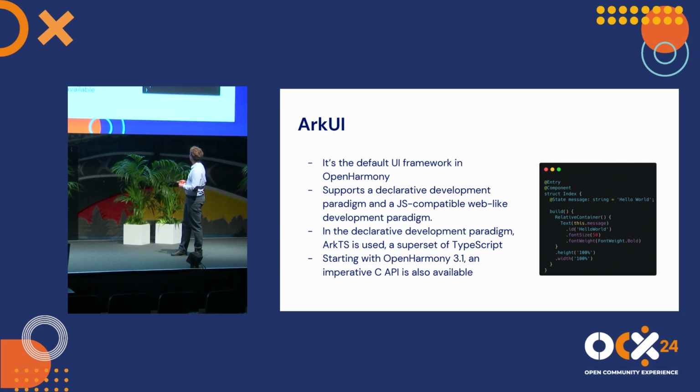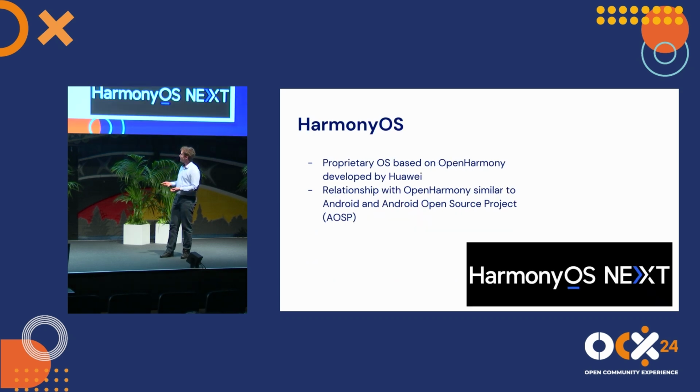And here's an example. So you basically have a struct Index. You have a build method where you construct your UI. You have some text with hello world. You can set some properties. You also have state, like in React. And starting with OpenHarmony 3.1, an imperative API is also available. This is very useful for framework developers who depend on ArkUI because it allows for more fine-grained control and for better performance.